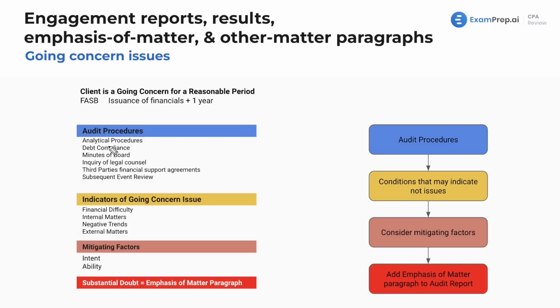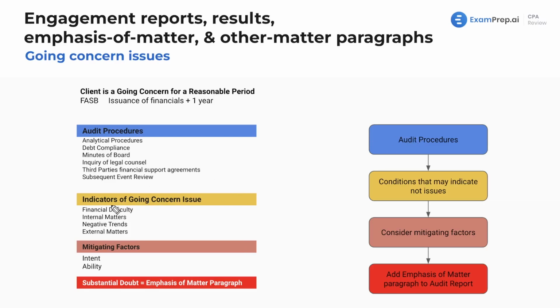We are going to perform analytical procedures. We're going to assess their debt compliance. If they're not paying their bills, then obviously it's a problem. We are going to read the board minutes, the meeting minutes, the records of what was said. We are going to inquire of legal counsel. We are going to look for financial support agreements through third parties. And lastly, evaluate subsequent events. Subsequent events are going to tie in with a lot of items. However, that's going to also help you to assess if there is possibility of bankruptcy, of shutting down, of going out of business. Now, those are our audit procedures.